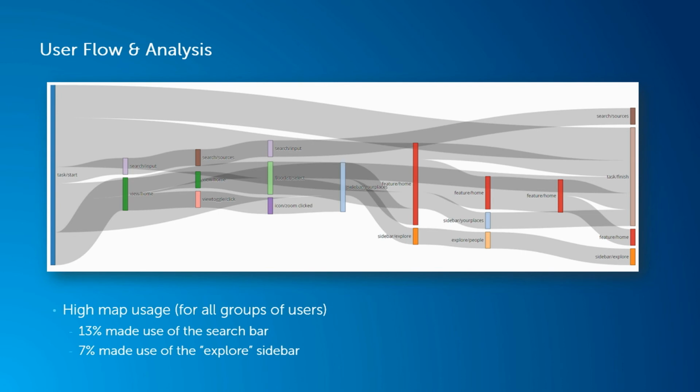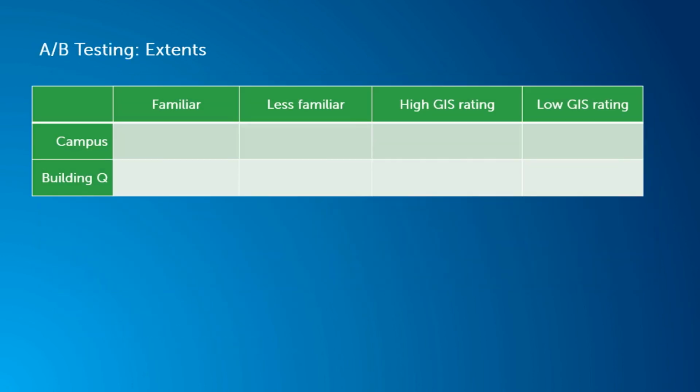The interesting part here was that 80% of the users used the map for this task. Only 13% used the search, which we thought would be the main attraction here. And so what we did next was A-B testing. So we showed half the users an initial extent of the campus, and the other half of the users would see an initial extent of Building Q, which is our headquarters in Redlands. And then we wanted to see how they navigate.